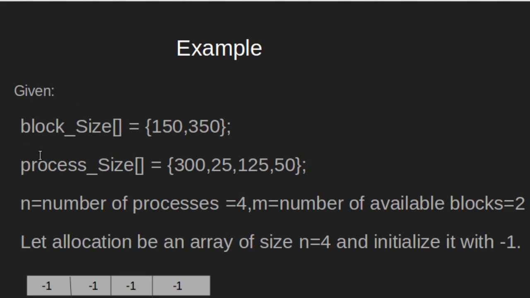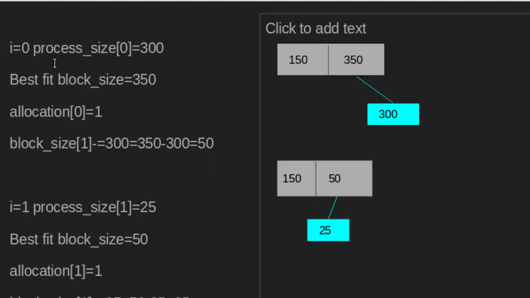For example, given block sizes 150, 350, process sizes 300, 25, 125, 50, n, the number of processes, is 4, m, the number of available blocks, is 2. Let allocation be an array of size n equal 4 and initialize it with -1. When i equals 0, process size 0 equals 300. Best fit block size would be 350. So allocation of 0 equals 1. Block size of 1 minus equals 300, which is 50.